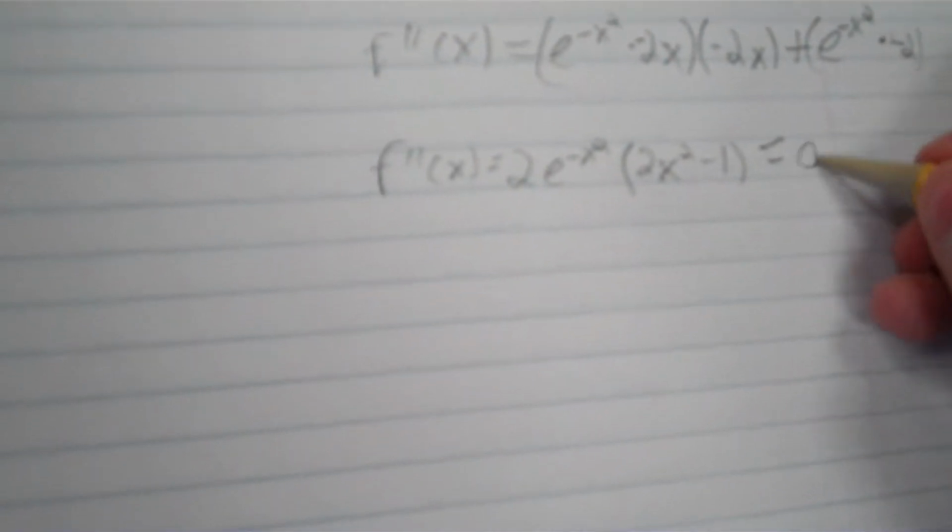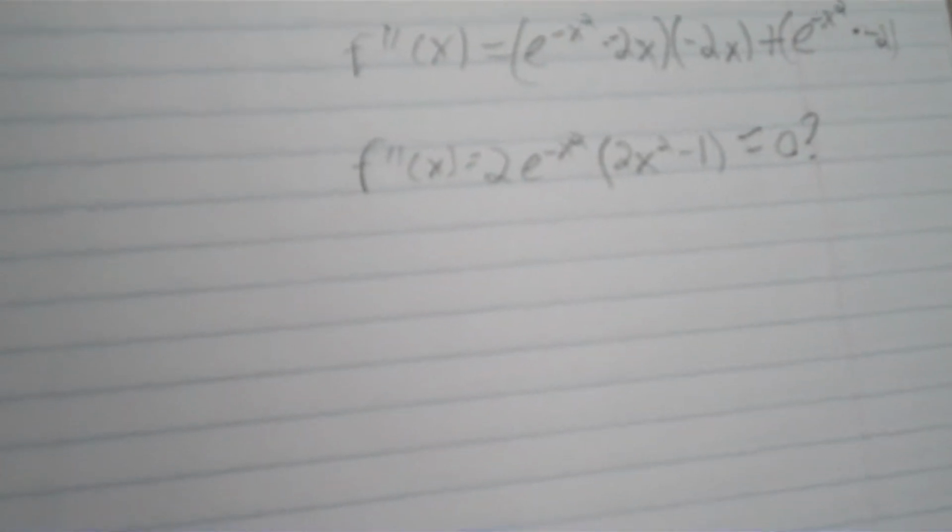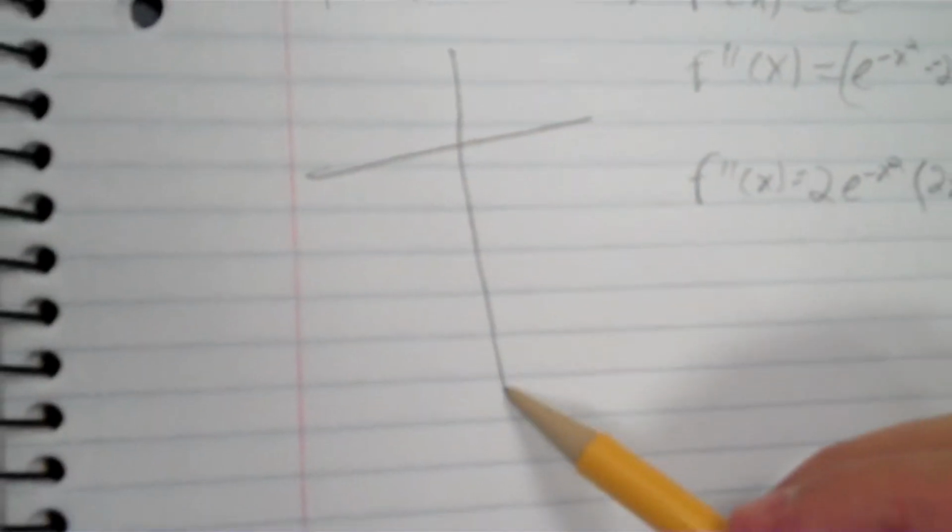And so we're wondering, where does this equal 0? Well, that's never going to equal 0, so don't worry about that. But this inside, that might. And it just happens to at plus or minus the square root of 1/2. So these are critical numbers for our interval test. Our second derivative interval test.